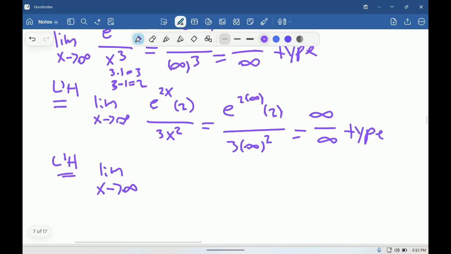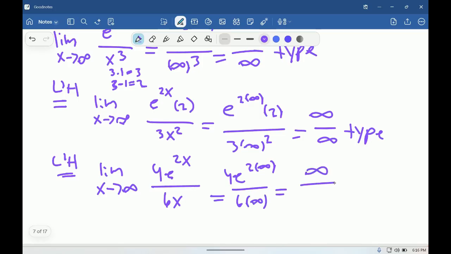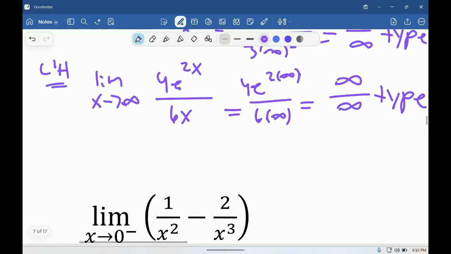We're going to get this time 4e to the 2x over 6x, which when we plug in positive infinity, we're going to get positive infinity over positive infinity type. And then we're going to keep applying L'Hopital's rule.